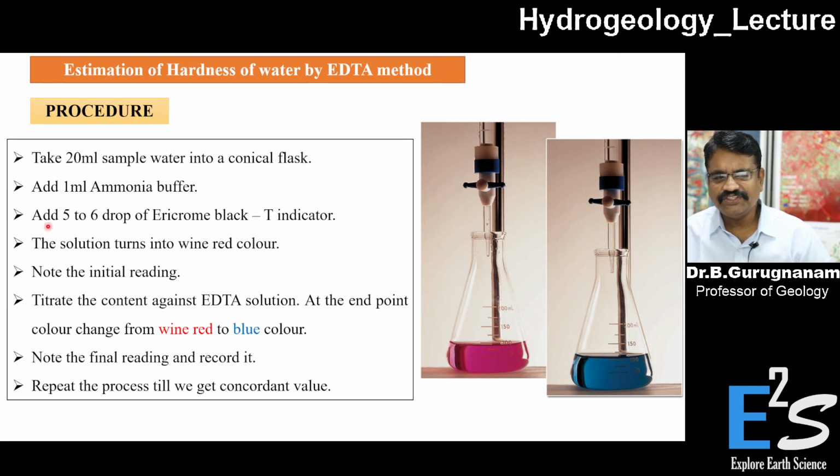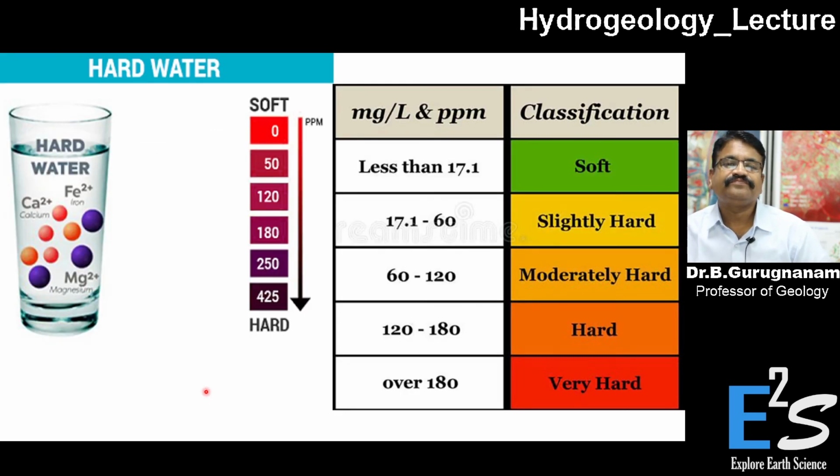This is the procedure. Add 5 to 6 drops of Eriochrome Black T indicator. The solution turns wine red in color. Note the initial reading and titrate the content against the EDTA solution. At the end point, the color changes from wine red to blue. Then take the final reading. Repeat the process till we get concordant values. And this is the hardness value.